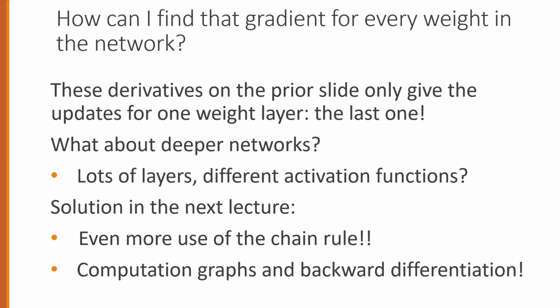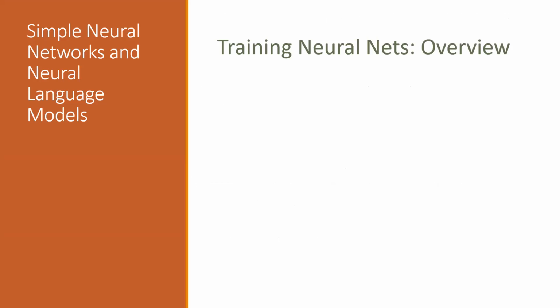Now, how can I find the gradient for every weight in the network? These derivatives on the prior slide only give the updates for one weight layer, that is the last one. What about deeper networks? There are lots of layers, right, with different activation functions. The solution is in the next lecture: even more use of the chain rule, computational graphs, and backward differentiation. We have seen an overview of neural net training. In the next lecture, we'll see the details of computational graphs and backward differentiation.